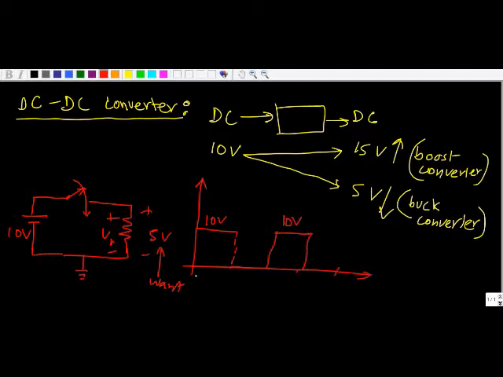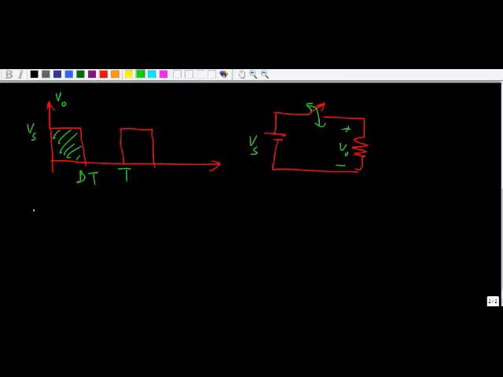So let's assume the switch is operating with a time period of T, which means this time is T, and in this time interval, for the time dT, the switch is on, and for the time (1 minus d)T, the switch is off. Then what will be the average and RMS voltage in this case across the load? Let's find out. To find the average output voltage, we will use the formula: average output voltage equals total area by time period.